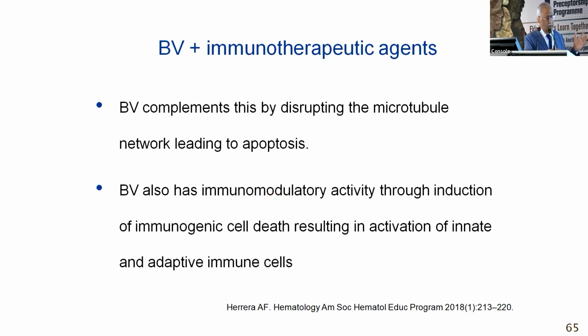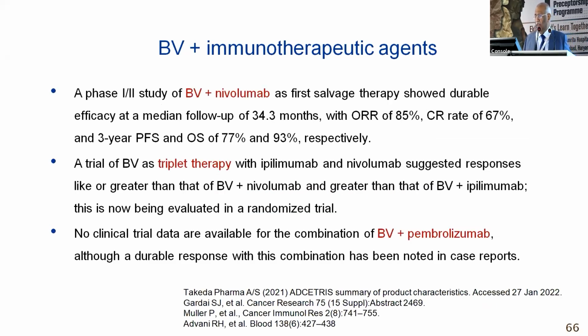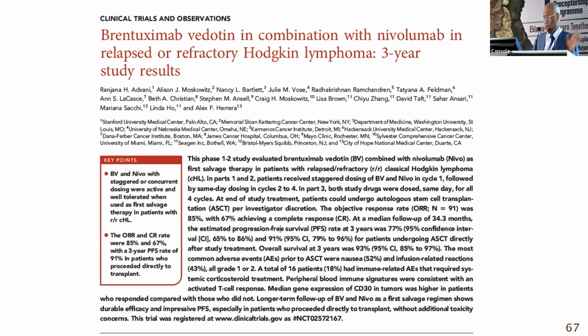So it just once again talks about how BV works and how the checkpoint inhibitors work, etc. And these are early studies of phase 2 of combining BV with nivolumab. There's some study of triple therapy where you got 2 checkpoint inhibitors with BV. And there is not much data available of combining BV with Pembro, but this is once again a question of time. Case reports already exist. So all this data is now emerging, but early days. This is publication, brentuximab with nivolumab in relapse setting 3-year study.